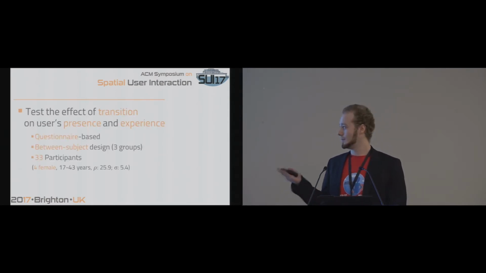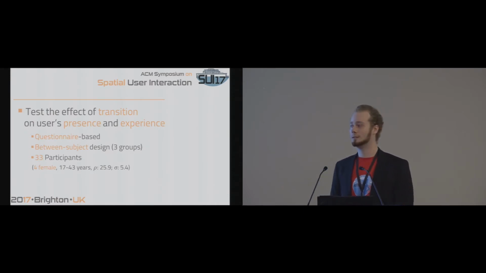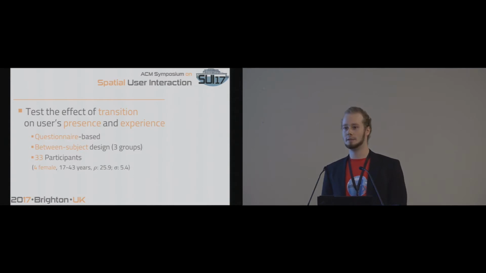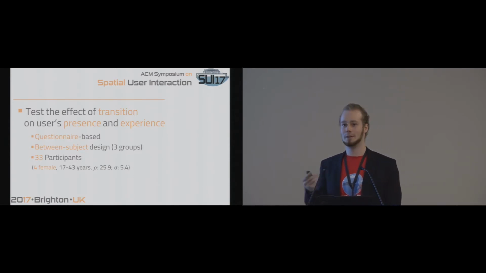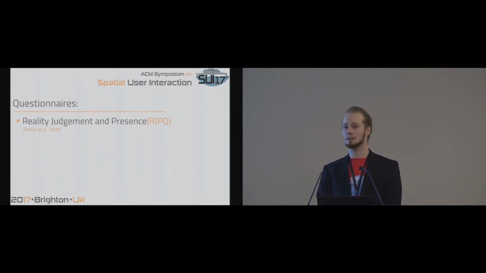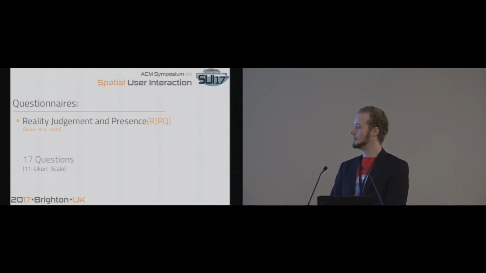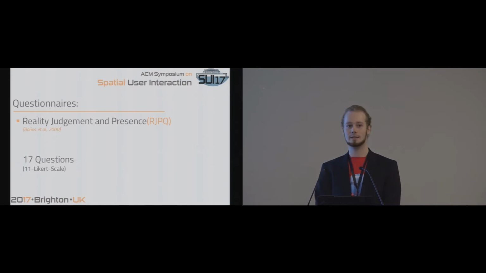We wanted to test the transition on the user's presence and their experience, so we conducted a between-subject design with 33 participants, and did this with a questionnaire-based approach. The first of the two questionnaires we used was the reality judgment and presence questionnaire. This was a test with 17 questions, which could be rated on an 11-point Likert scale.